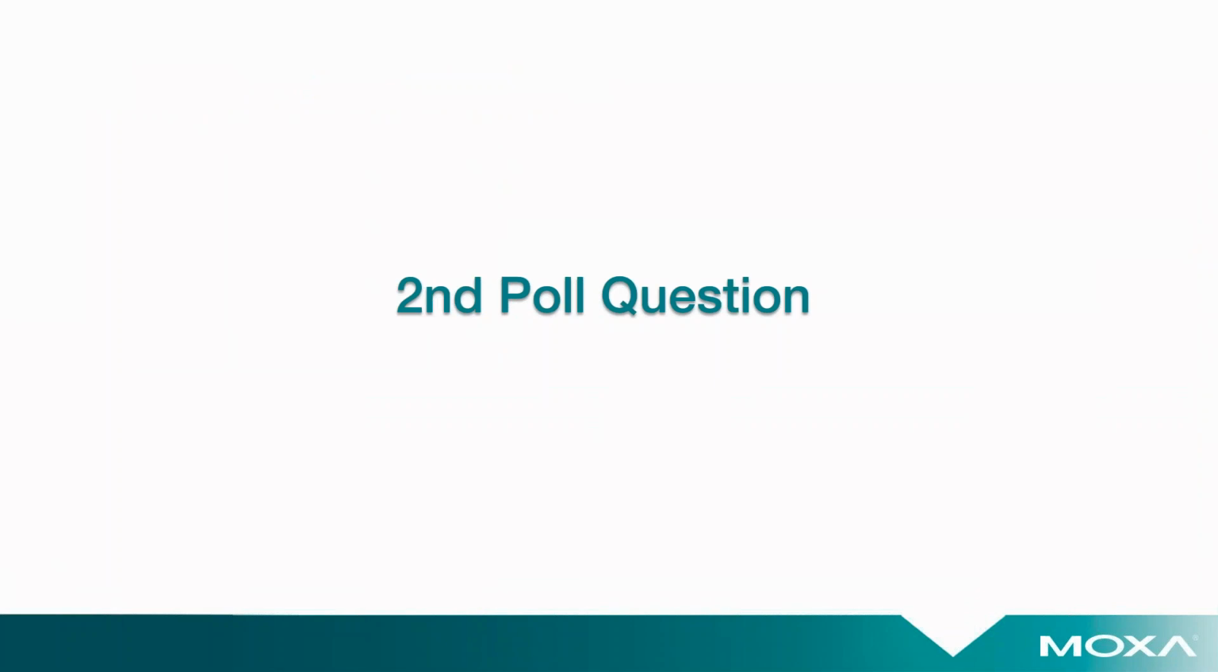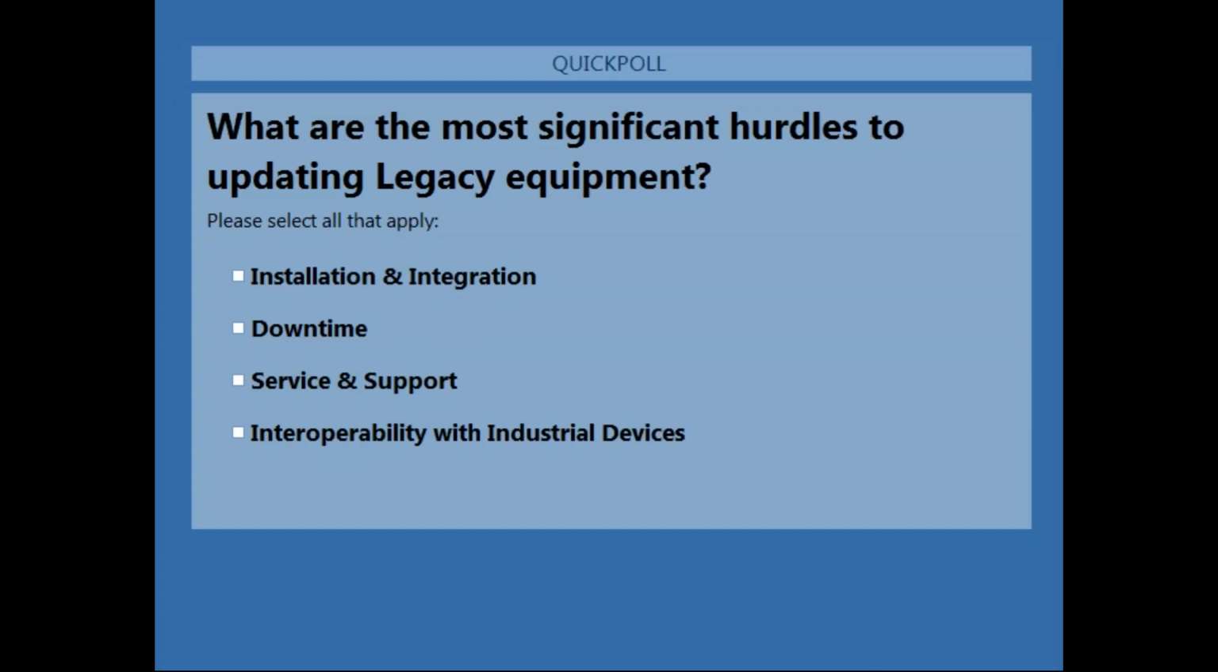So with that, I'd like to jump into our second poll question. What are the most significant hurdles to updating legacy equipment, right? So is it installation and integration? Is it downtime, right? Is it service and support or interoperability with your industrial devices? I'll be honest with you, a lot of the feedback that we'd have from customers is that they are reluctant to immediately make an upgrade to their serial equipment because they can't really afford the downtime to upgrade, and not to mention the cost. So we'll go ahead and give it a couple more seconds here and just find out exactly what our audience thinks.